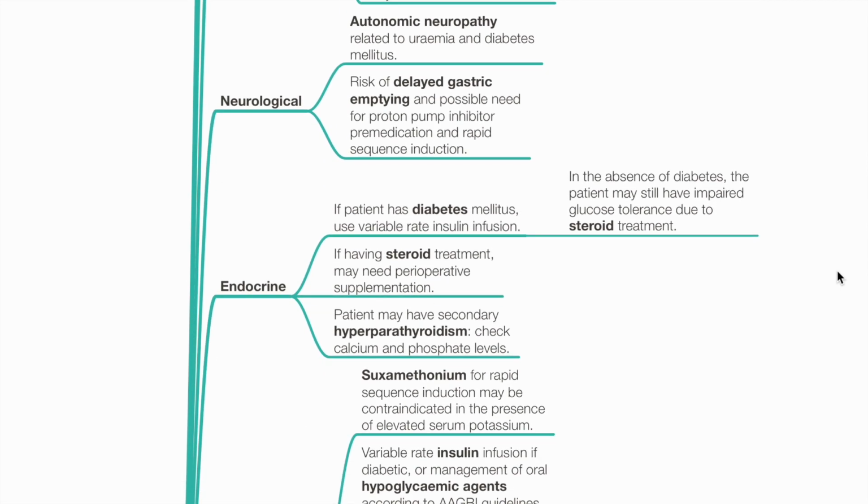Endocrine. If the patient has diabetes mellitus, use variable rate insulin infusion. In the absence of diabetes, the patient may still have impaired glucose tolerance due to steroid treatment. If having steroid treatment, there may be need for perioperative supplementation. Patients may have secondary hyperparathyroidism. Check calcium and phosphate levels.